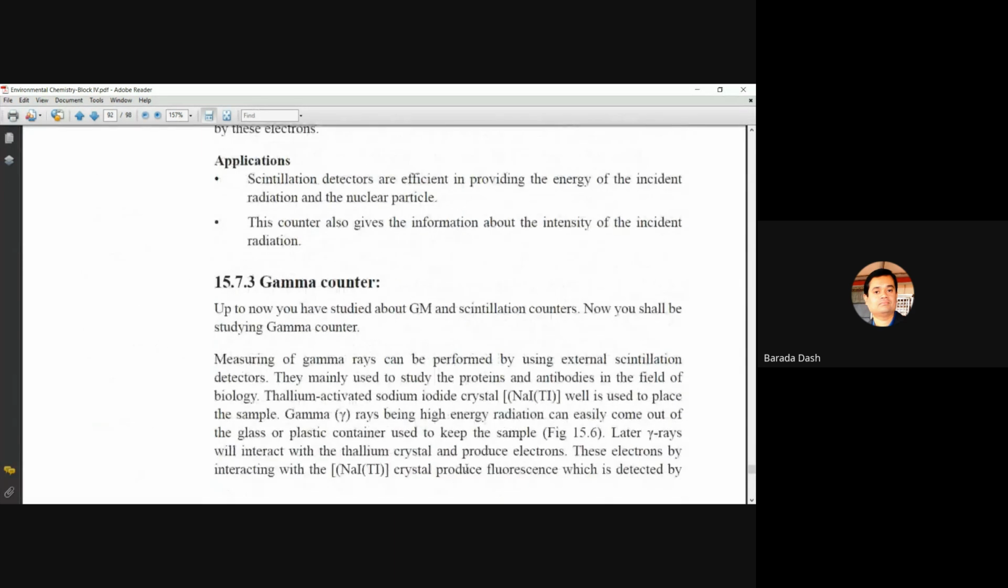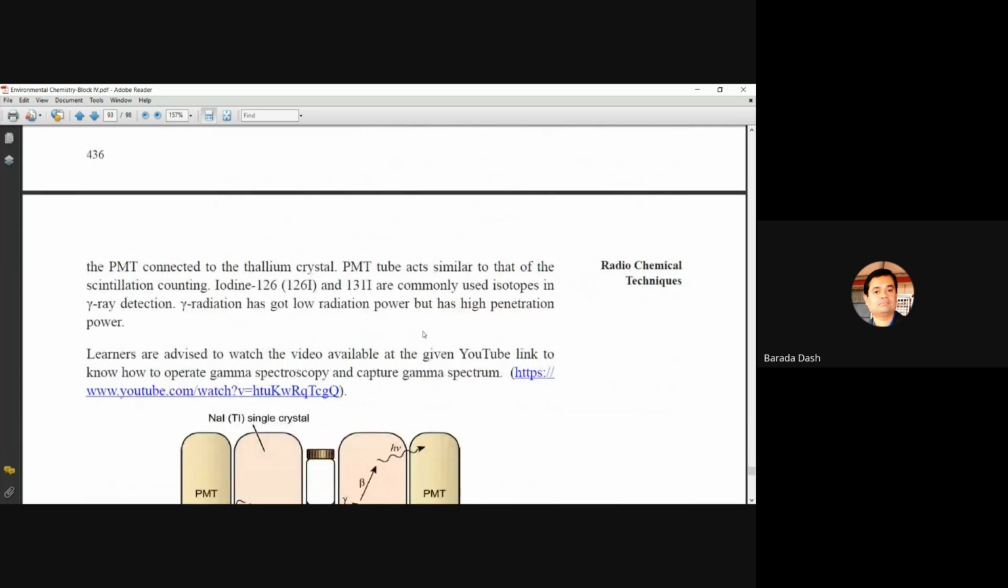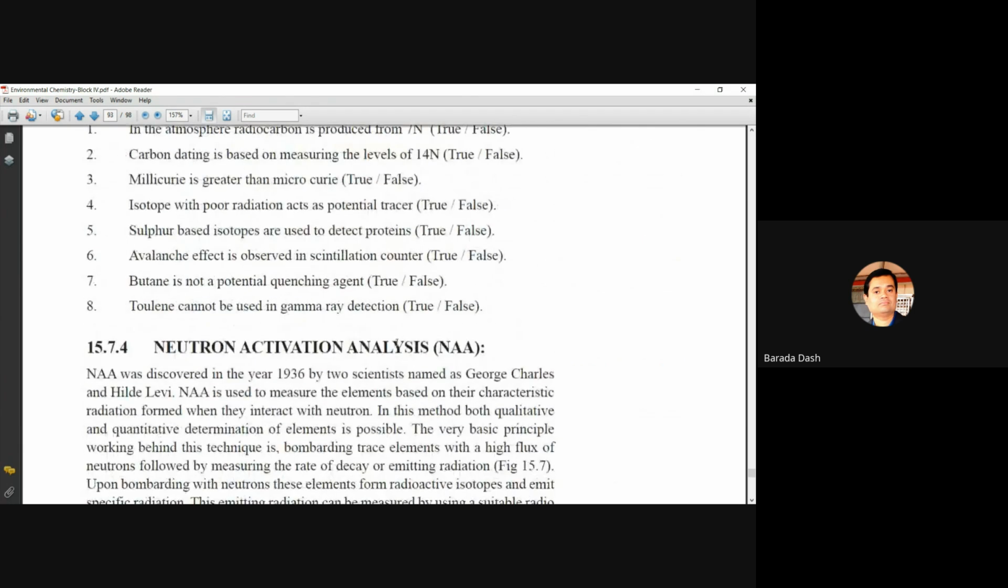So there is a scintillation counter, and then there is the GM counter, the Geiger-Muller counter. There is a gamma counter. What is it? Measuring gamma rays can be performed by using an external scintillation detector. They are called gamma counters, which count the emission of gamma rays.